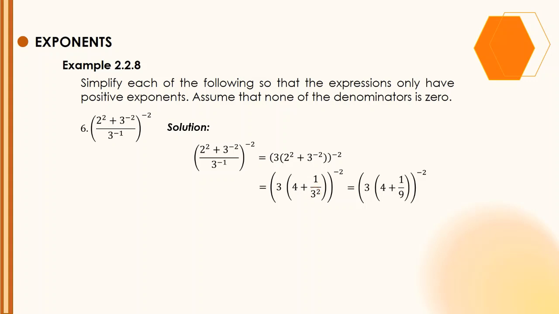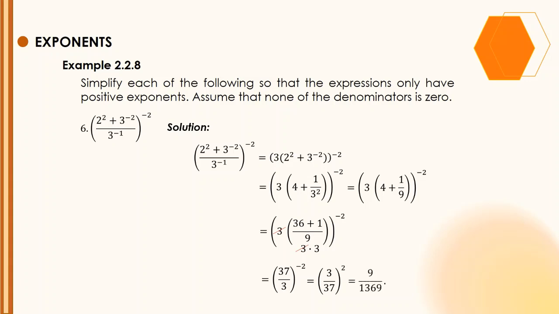Now, kunin natin yung LCD nila. That will be equal to 36 plus 1 over 9. So, ngayon, ma-factor natin ang 9. So, cancel natin ang 3. So, this will be equal to this one. So, mayroon tayong negative 2. So, baliktarin naman natin yung fractions. That will be 3 over 37 quantity squared. So, the final answer is 9 over 1,369.